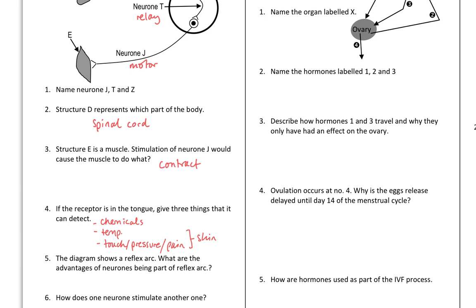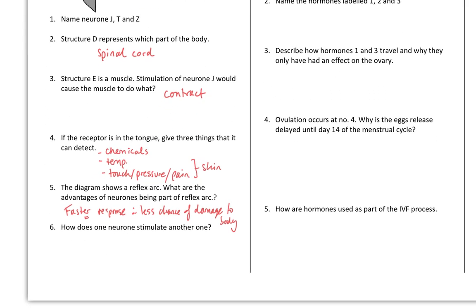And the advantage of being part of a reflex arc is that you get a faster response. It must be faster, not just fast. Faster response, therefore less chance of damage to body. Don't put protects you from danger. It doesn't. When you're in danger, you're less likely to hurt yourself because your reflexes will mean that you'll potentially respond faster.